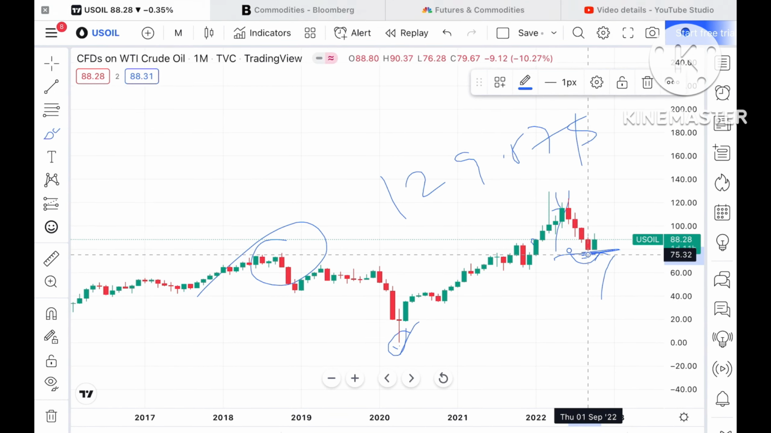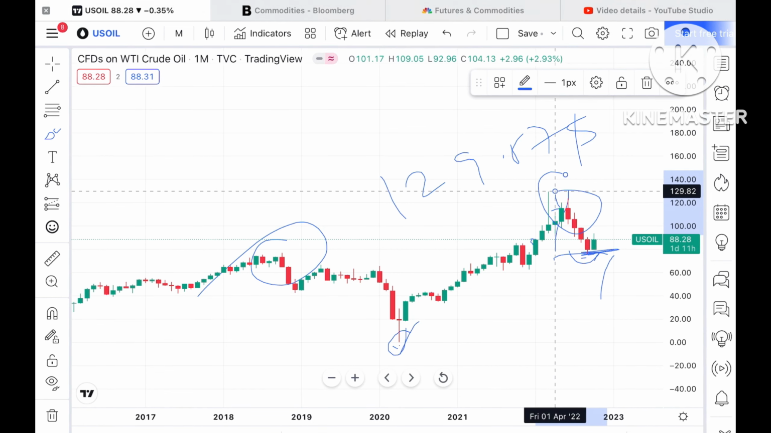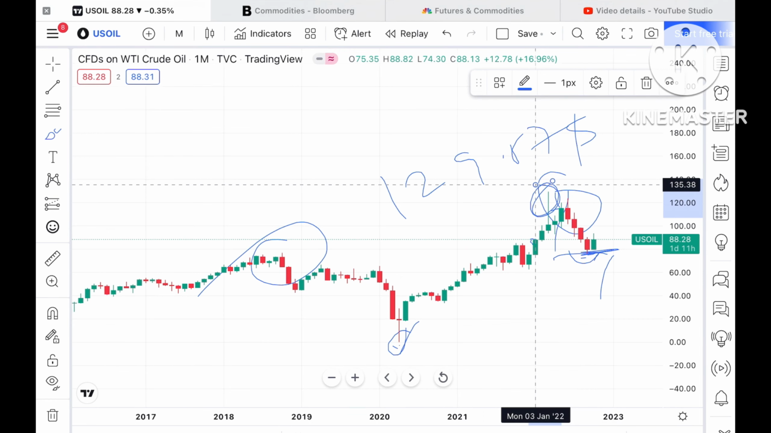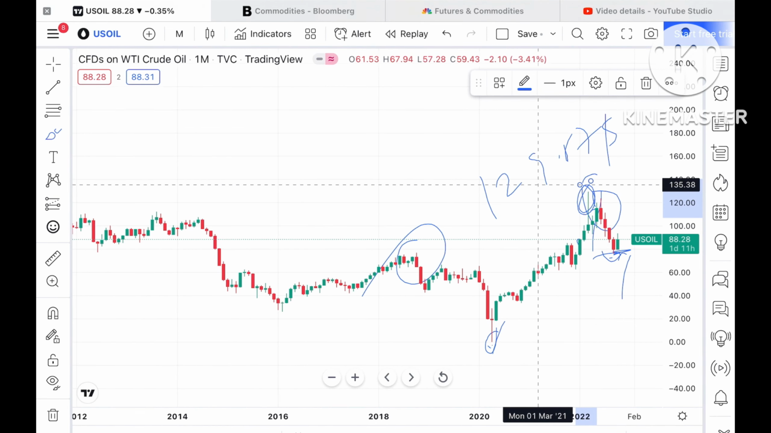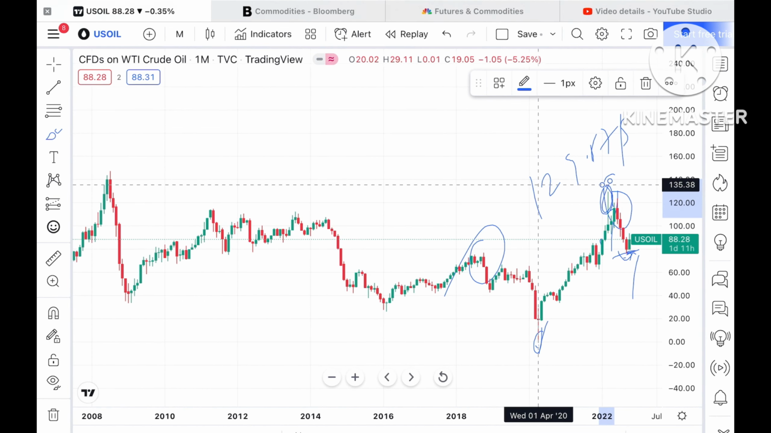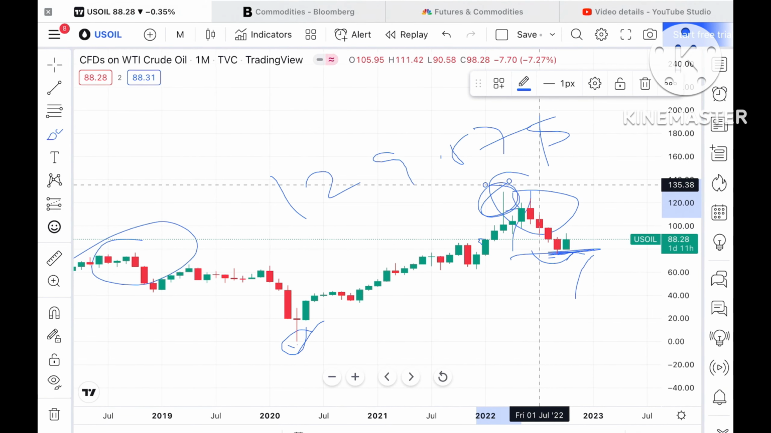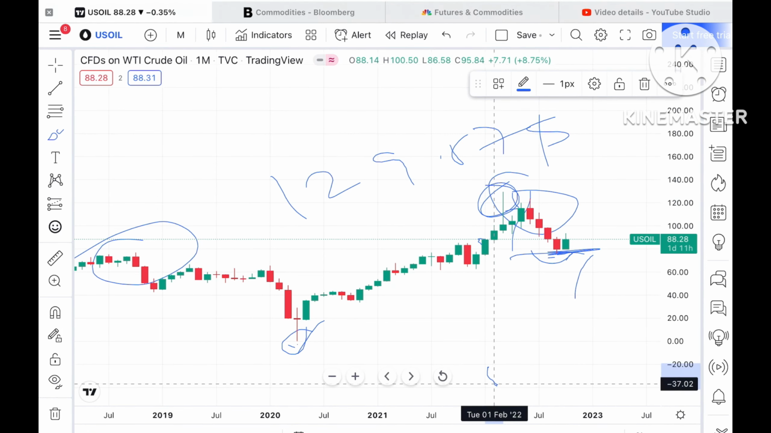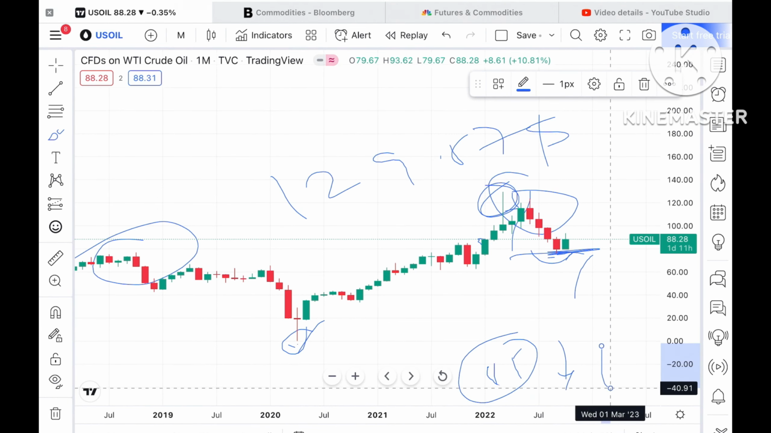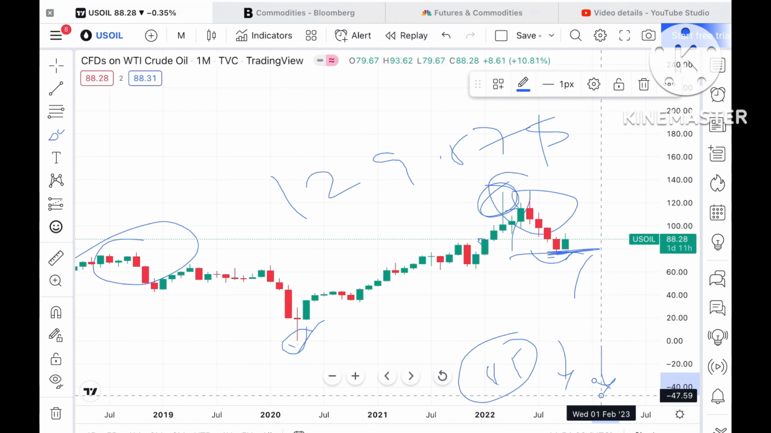Suppose the price sustains this particular level, which is currently trading at 88.28. If it holds, there is a probability of moving further upside, and a probability that it can break this particular high of around 10 years.